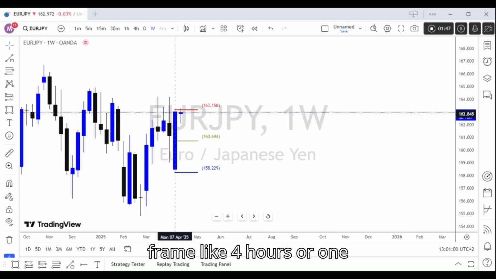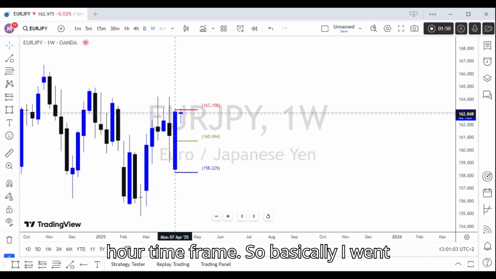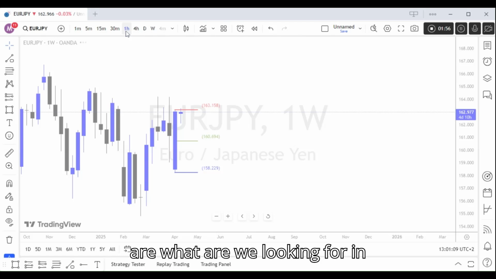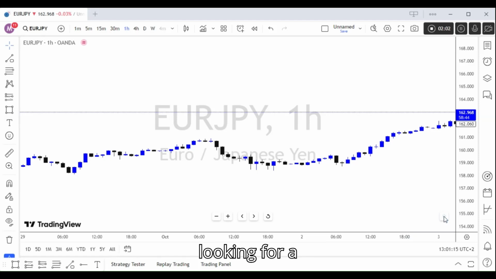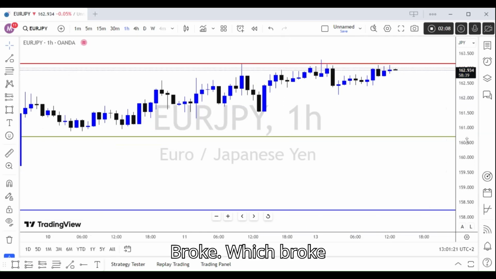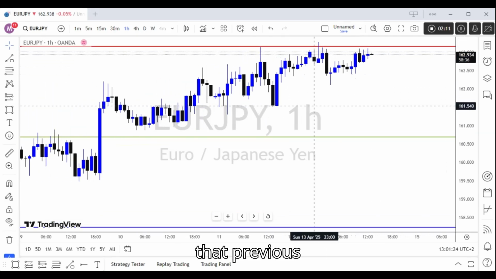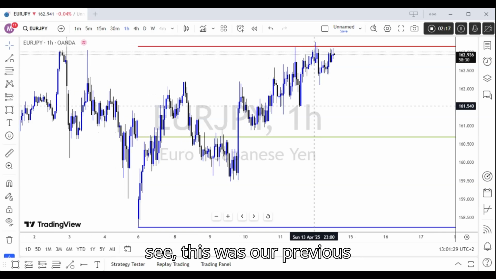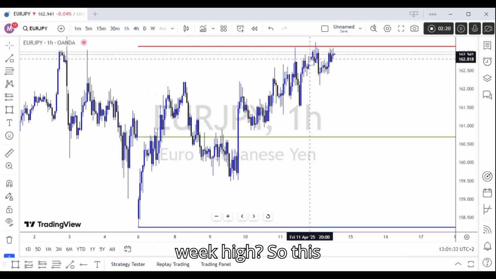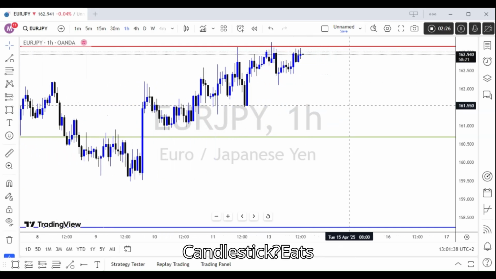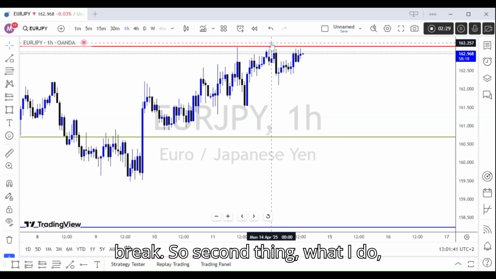Then I go to a lower time frame like 4 hours or 1 hour. Basically I went to the 1 hour time frame. What are we looking for in the 1 hour time frame? We are looking for a candle which broke that previous week candlestick. As you can see, this was our previous week high. This candlestick, it broke it.